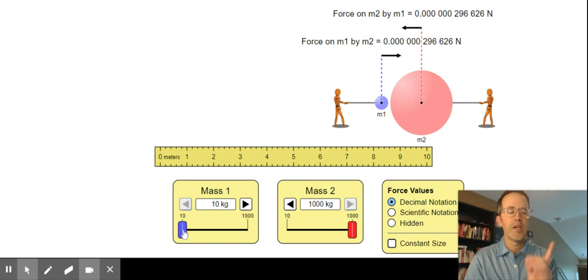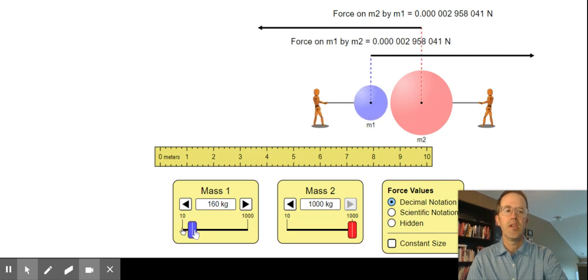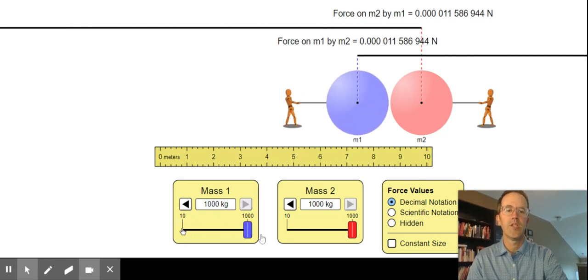Now, I'm going to ask you, what do you think is going to happen when I increase the mass of object 1? If I increase the mass, that should increase the force of gravity, and that's exactly what we see. The arrow has grown off the screen. So there you go.